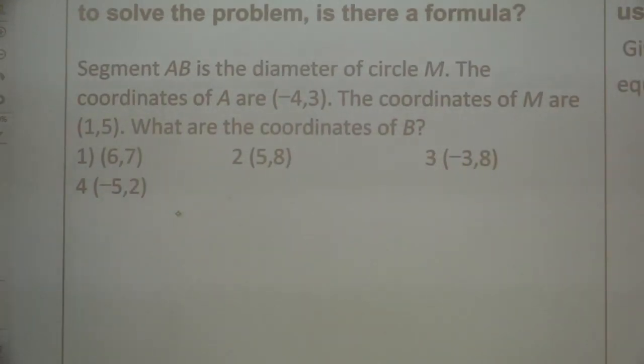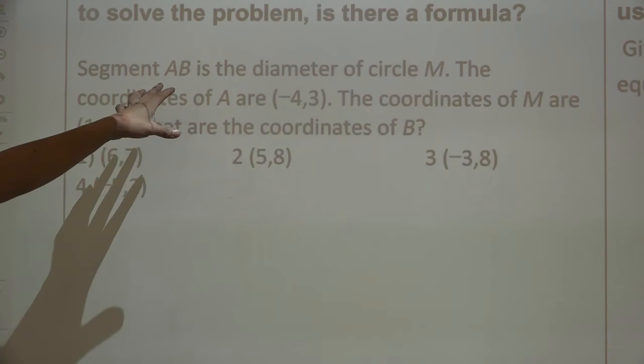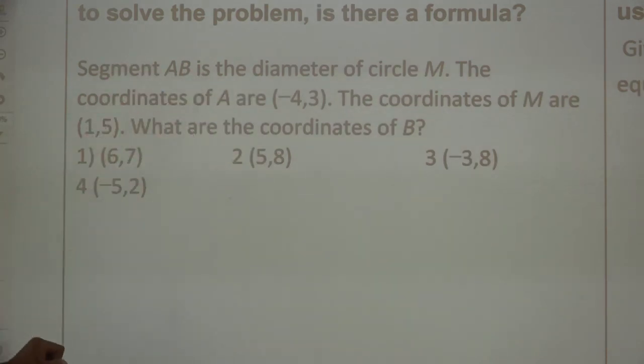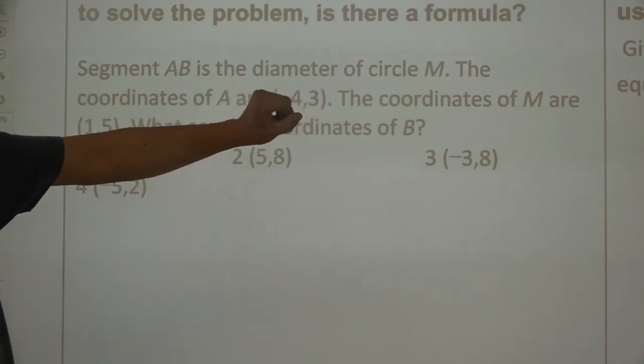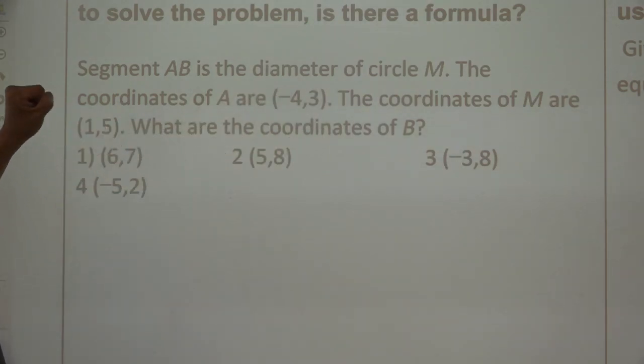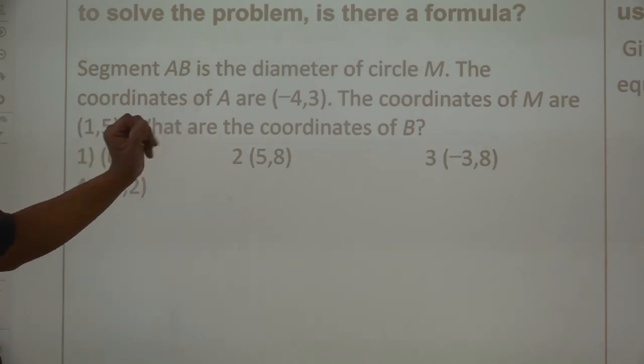Alright, here. I don't know if this is the one. Segment AB is the diameter of a circle M. The coordinates of A are -4, 3, and the coordinates of M are 1, 5. What are the coordinates of B?